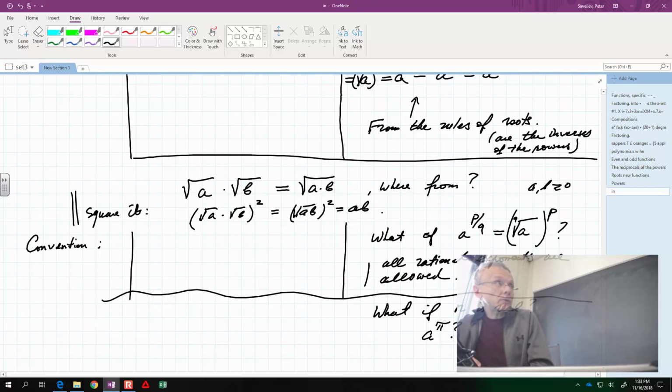Okay, so in other words, pi, as you should know, is not a rational number. It cannot be represented as a fraction of two integers. So what is the meaning of that? And once again, we have to explain it somehow. The answer lies, however, in calculus.